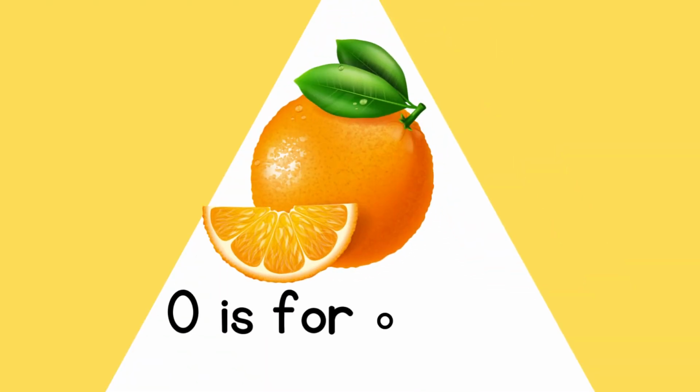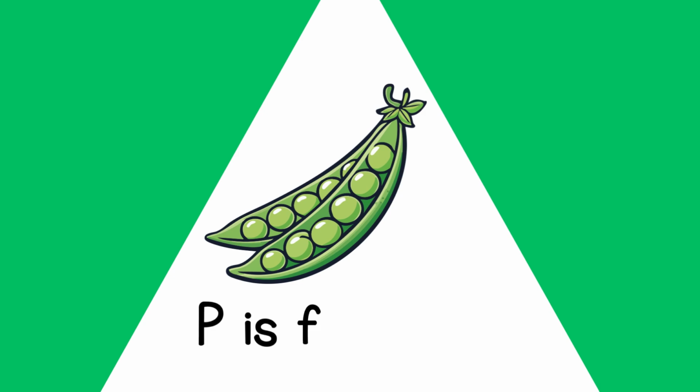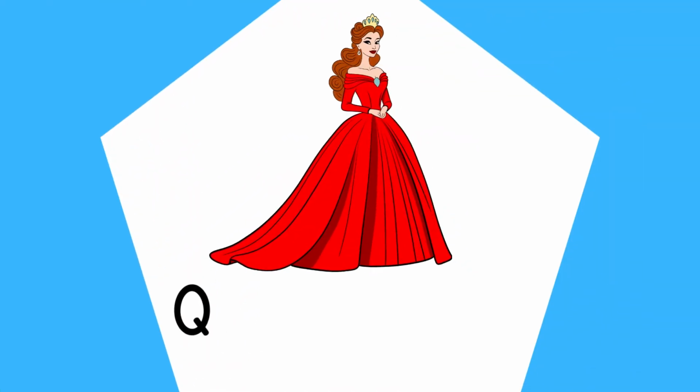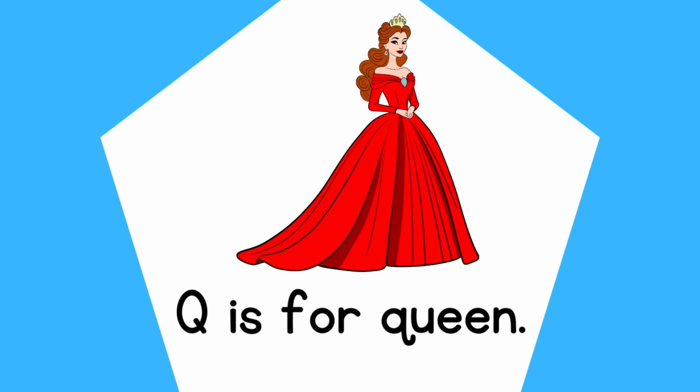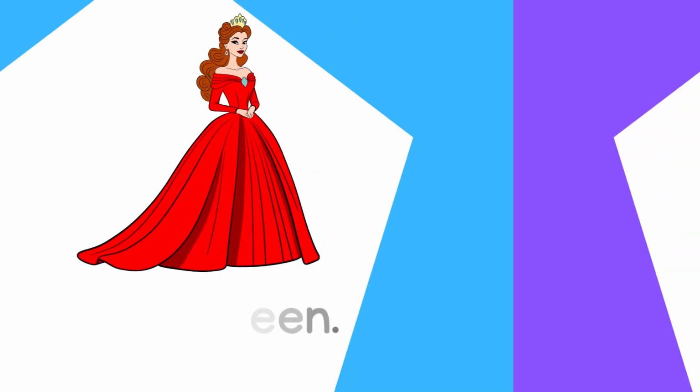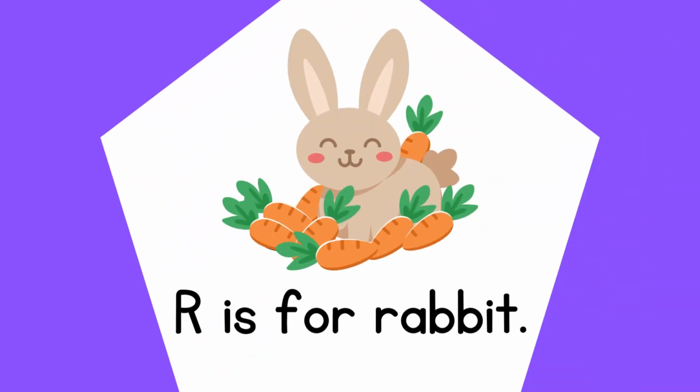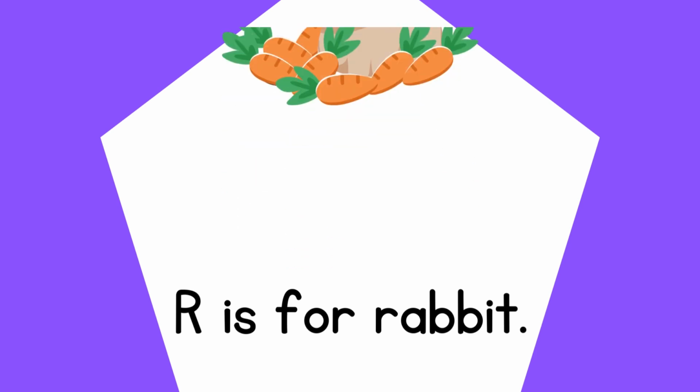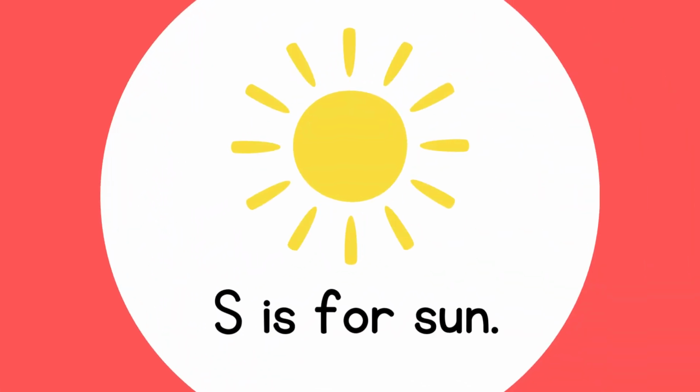O is for orange. P is for peas. Q is for queen. R is for rabbit. S is for sun.